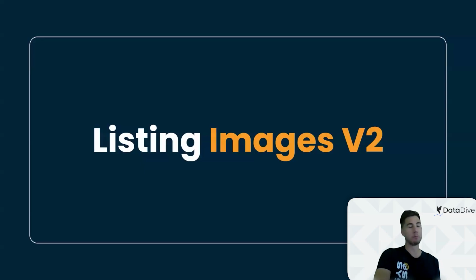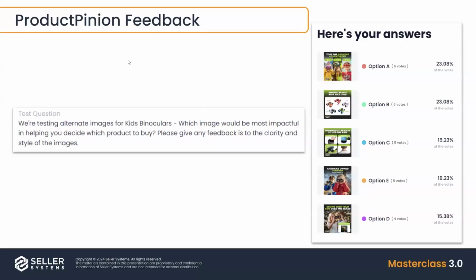Now, I want to spend a lot more time, because this is more related to conversion, on the secondary images and A+ content. So these are tests that we did through Product Pinion. And I know some of these are a little bit small to see. I think I show the larger images on the next slide.